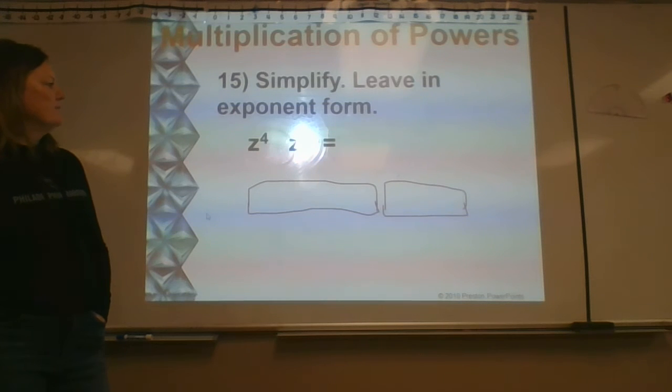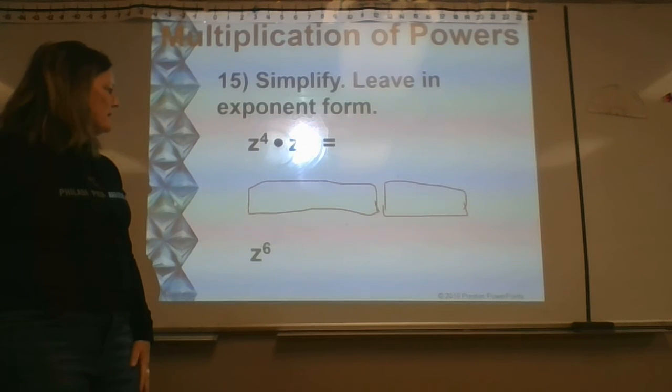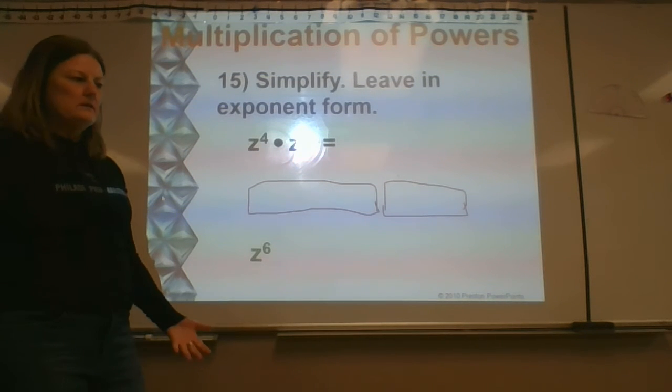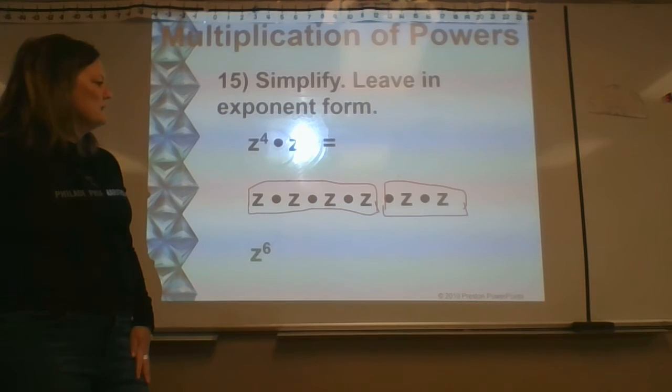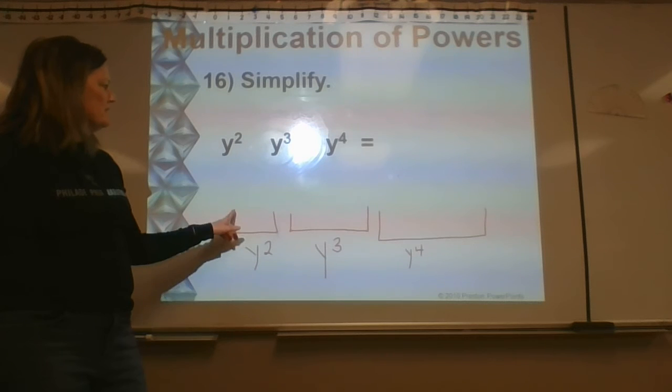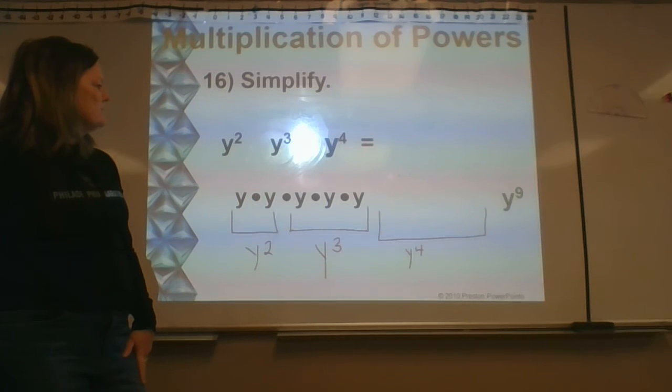All right, so doing the same thing with variables as the base instead of numbers. It works the same way because a variable is a replacement for a number. So z to the 4th, we're going to have 4 z's multiplied. Z to the 2nd, we're going to have 2 z's multiplied. We're going to have z to the 6th all together. Let's look at this one. Y squared times y to the 3rd times y to the 4th would give you y to the 9th.